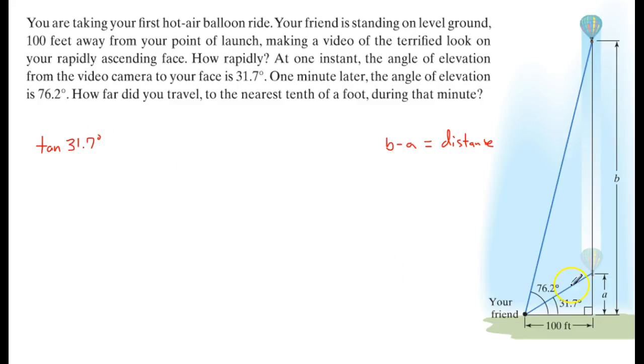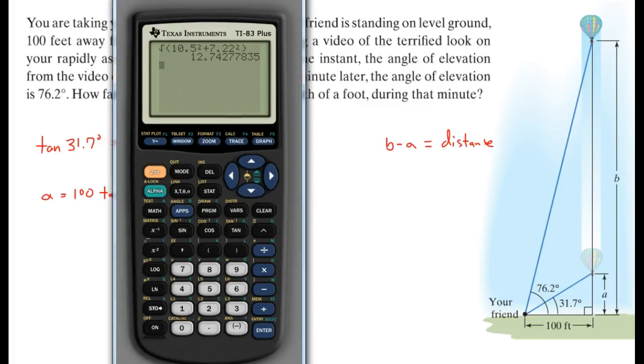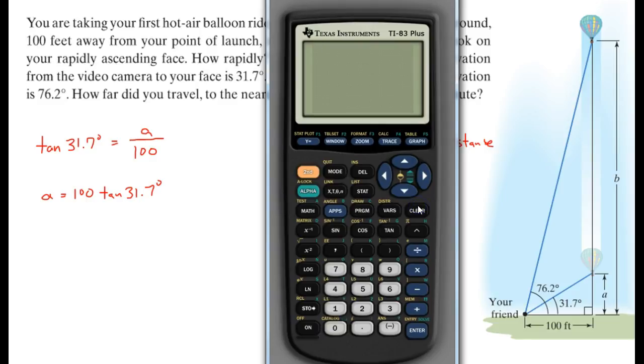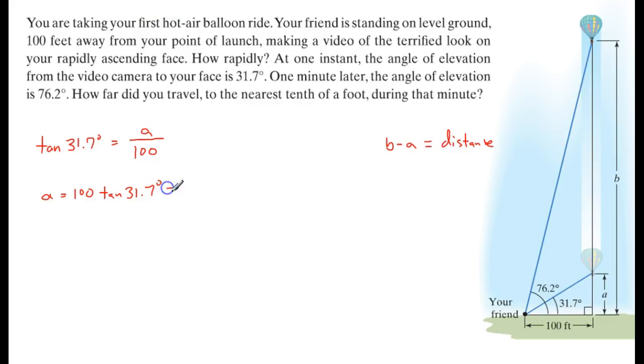So the tangent of 31.7 degrees, in this initial right triangle, tangent is opposite over adjacent, so tangent is a, that we're looking for, over 100. So a is going to be, multiply both sides by 100, 100 times the tangent of 31.7 degrees. So we're doing something very similar to what we just did in the last problem. So 100 times the tangent of 31.7 is roughly 61.76. So that's how many feet high we are at that point, right?